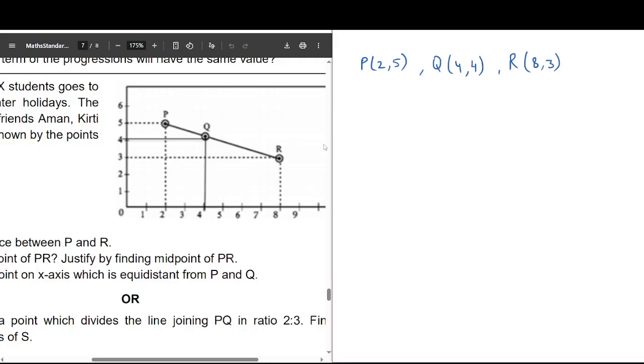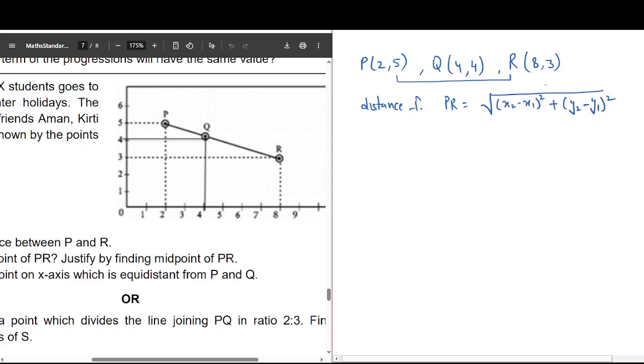Our first question is to find the distance between P and R. Between these 2 points we have to find the distance. According to the distance formula, PR is equal to the square root of (x2 minus x1) whole square plus (y2 minus y1) whole square, right? Here we are considering these 2 points P and R, so this will be our x1, y1 and this will be our x2, y2. So now we can put the values here.